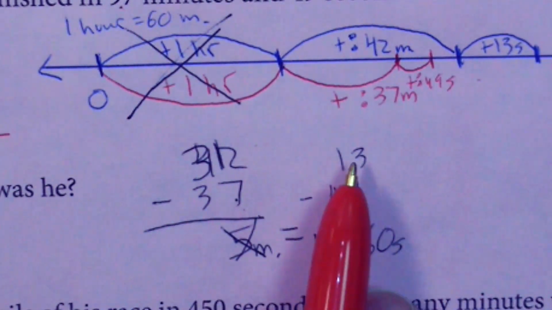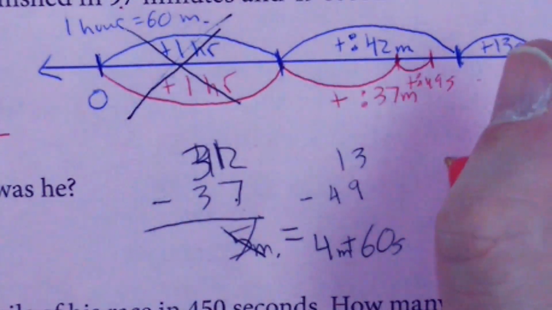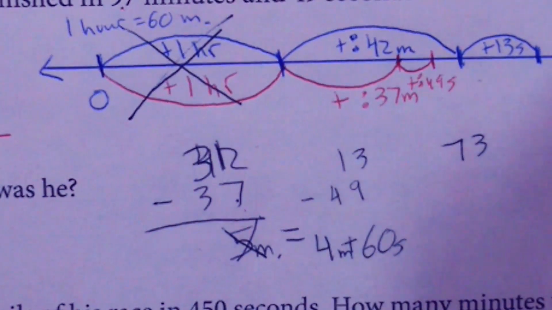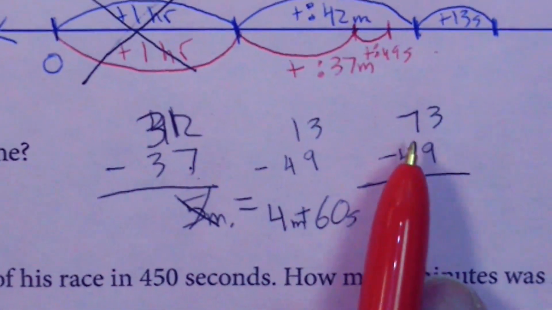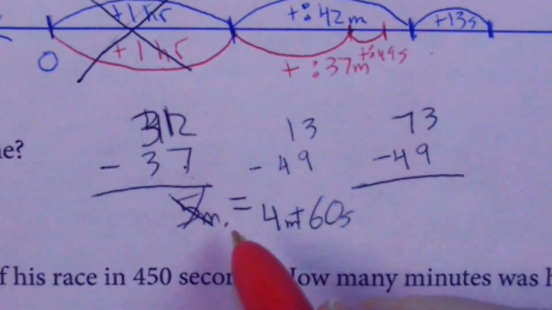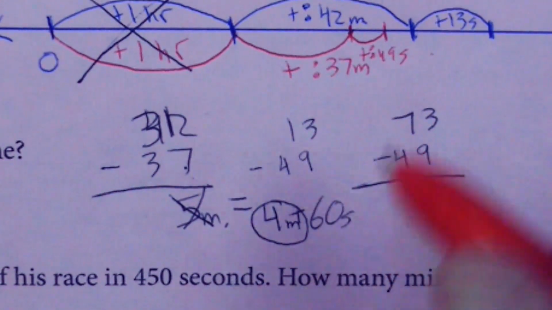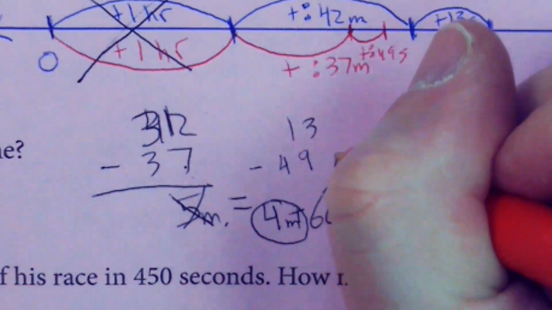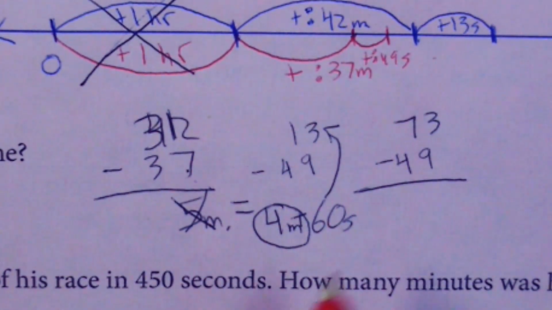So I'm going to add 60 seconds to this 13. What happens if I add 60 plus 13? I'm going to get 73. Now I can subtract 49. And I really want you to follow along here because we cannot forget this number when we get our answer, okay? I'm only taking this 60 seconds and adding it up here to have a friendlier number to work with.